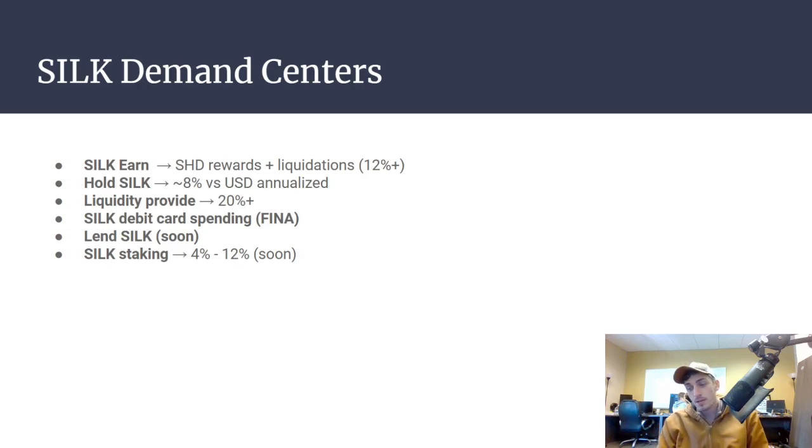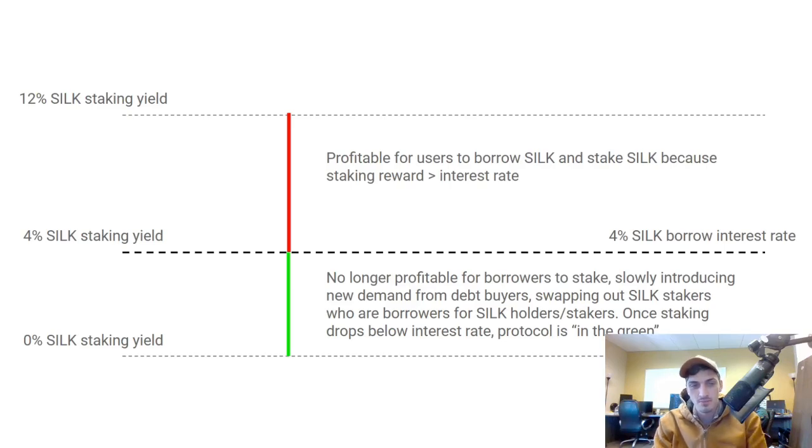So people that just simply hold Silk and buy it for its properties is another demand center. Liquidity providing. People that want to chase yield and dollar cost average out of another position can become a Silk liquidity provider. Silk debit cards is another great example. People buying Silk to actually go and spend it in the real world. And the two new demand centers that we're introducing very soon, one is the ability to lend out Silk on ShadeX. And then the one we're talking about today is Silk staking, which would probably net APY anywhere between 4% to 20%, depending on where the market places the pool. And over time, hopefully that APY drops as much as humanly possible.